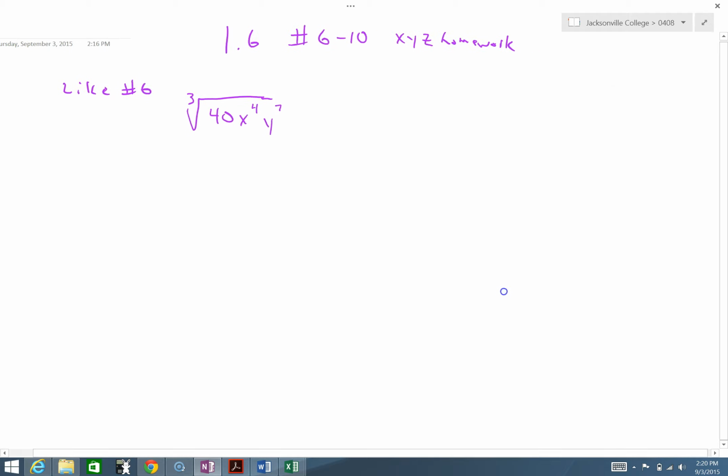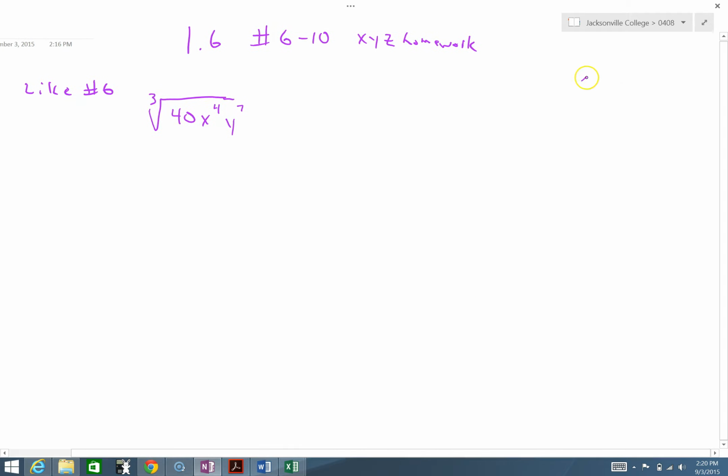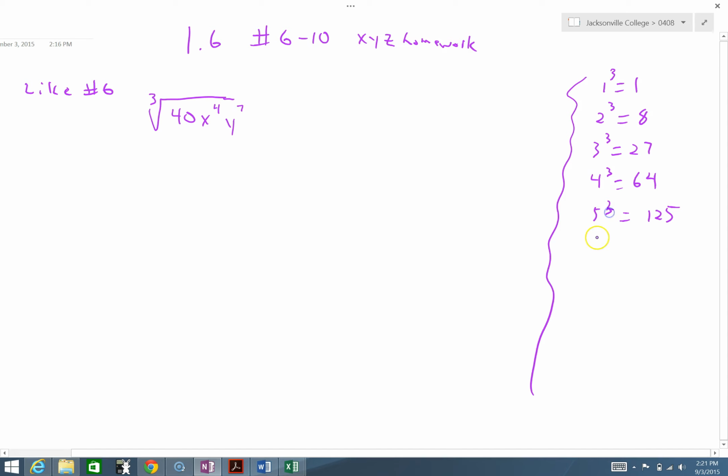I'm coming over here to my scratch paper and thinking, what are the perfect cubes? 1 cubed, that's 1 times 1 times 1, that's 1. 2 cubed is 8, 2 times 2 times 2. 3 cubed is 27. 4 cubed is 64, 4 times 4 times 4. 5 cubed is 125. 6 cubed is 216. 7 cubed, I believe, is 343.